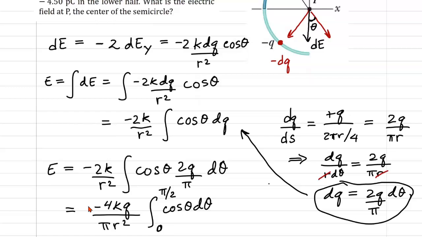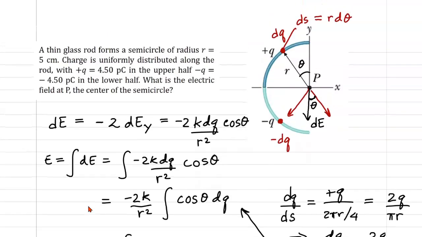Now, why isn't it from 0 to 180? Remember that we broke it up into 2. We already accounted for the negative part with this factor of 2, right? So we already accounted for the charge on the lower half. So the limits are just going to be from 0 to 90 or pi over 2.